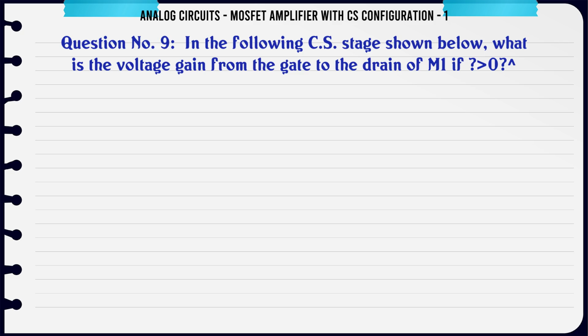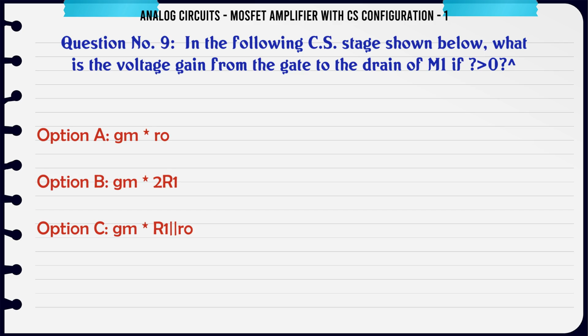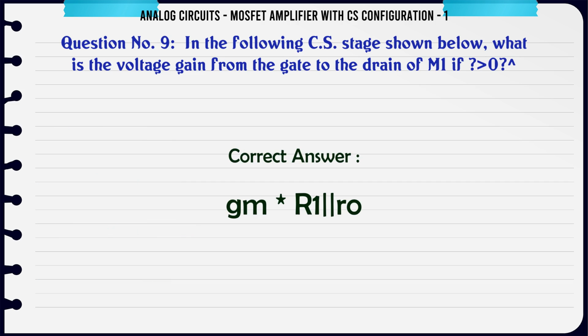In the following CS stage shown below, what is the voltage gain from the gate to the drain of M1 if lambda is not 0? A gm rho, B gm 2 R1, C gm R1 rho, D gm R1. The correct answer is gm R1 rho.